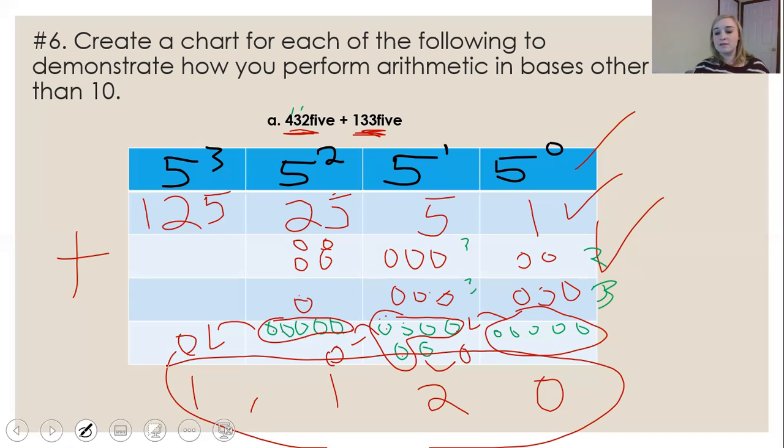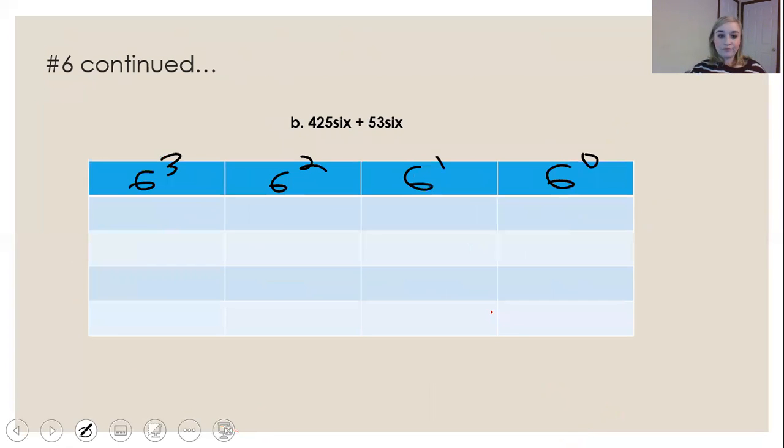But again, take it step by step. Step 1, list the base of 5. Step 2, write what those mean. Step 3, write 432 and 133 in dots. We then add those dots together, get the sum, group them in 5, move one over immediately, and go all the way down. Then we go back and see what we have left over, and that gives us 1,120.